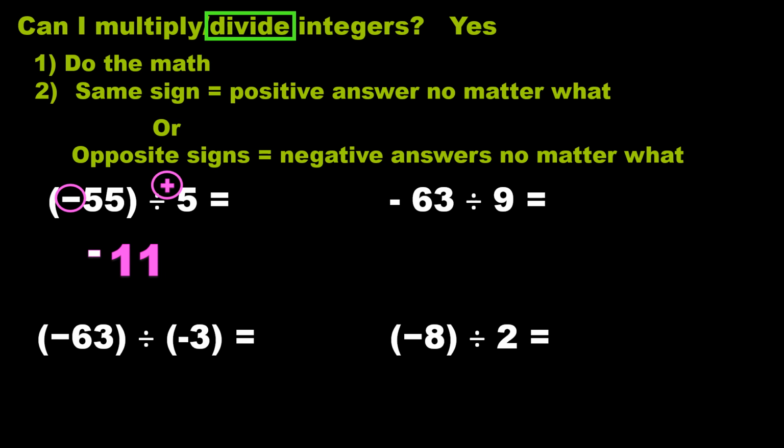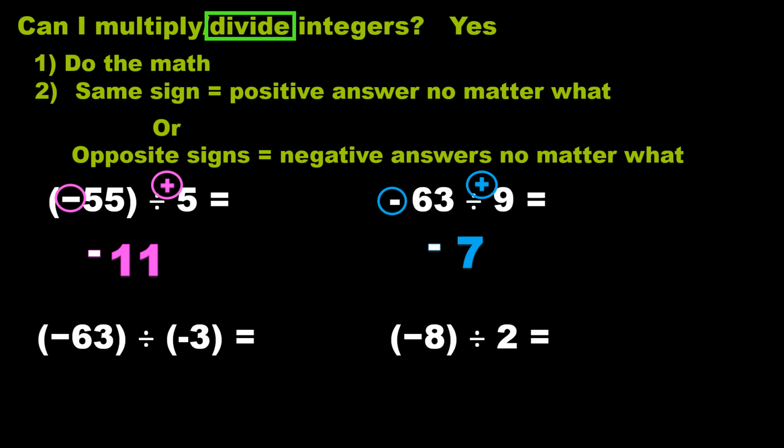How about going straight across to 63 divided by 9? Step 1, still I'm going to do the math. 63 divided by 9, well, that's 7. I find my signs. I have a negative and a positive. Opposite signs tell me my answer has to be in the form of negative 7.